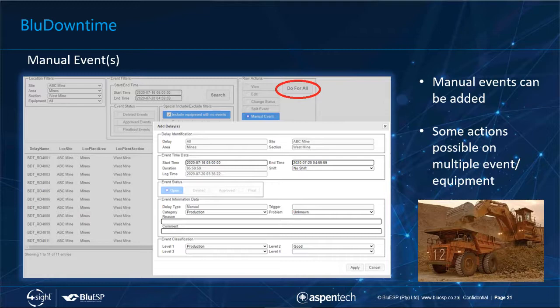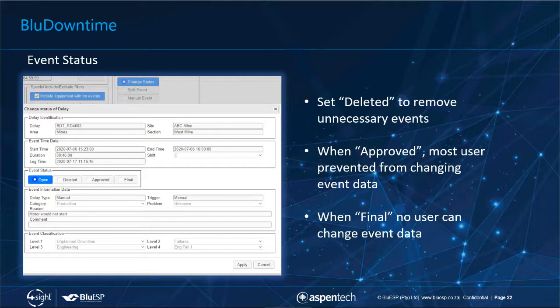Right, and then the event status. By default, an event will be created as an open event. That means that data can still be freely changed by users that are authorized. Typically, this would be the operator in the control room. Normally, some manager would look at these events and approve them. Once he's approved it, most users will be prevented from still changing data here.